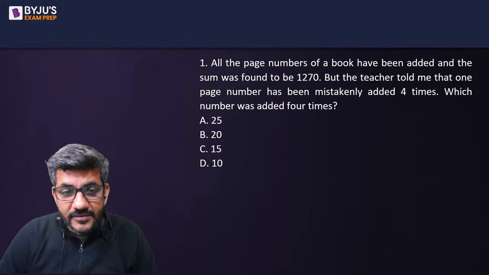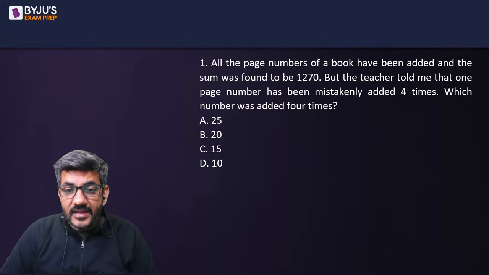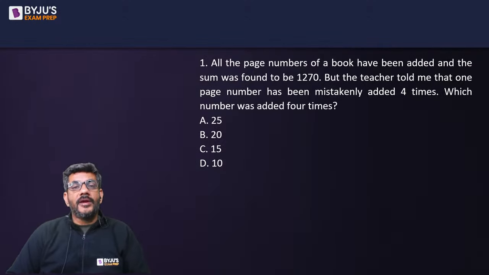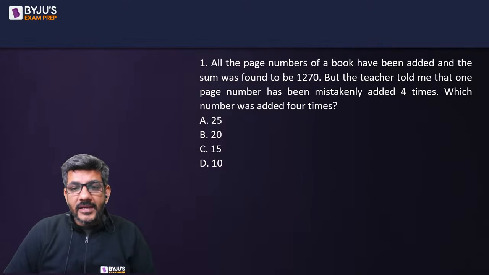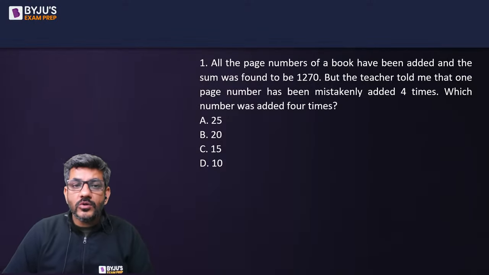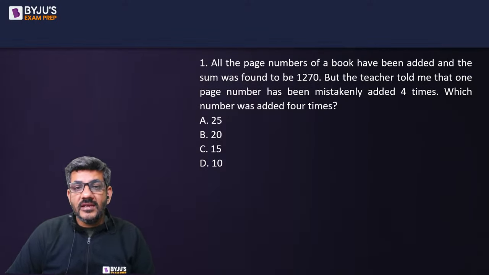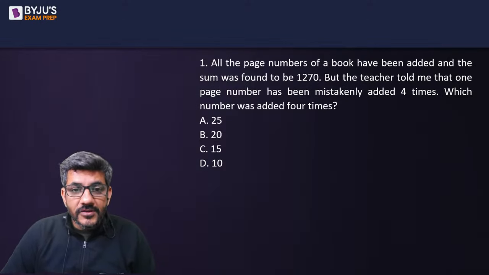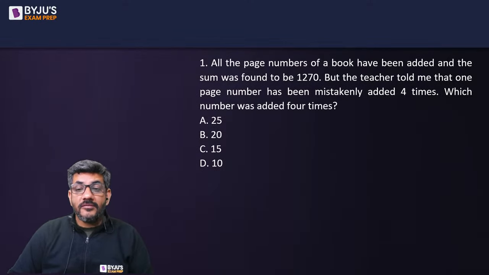So Tanisha is the first person to answer. She says 20, that is B. Let us start doing it then. All the page numbers of a book have been added and the sum was found to be 1270, but the teacher told me that one page number has been mistakenly added 4 times. Which number was added 4 times? That's what we have to find out.